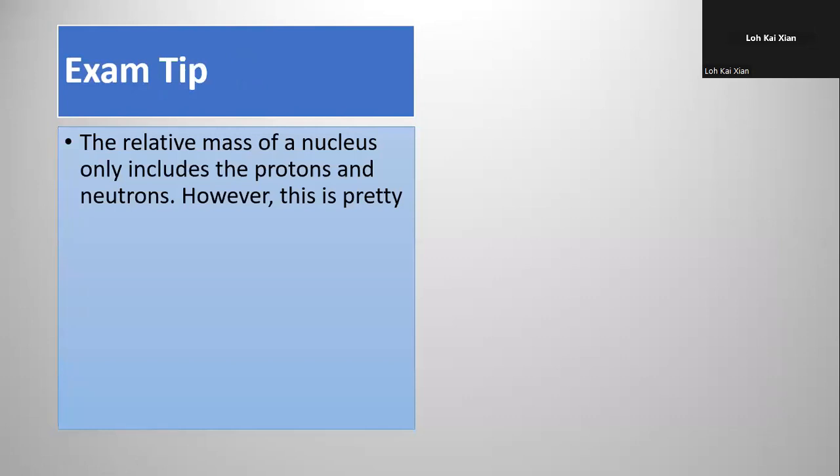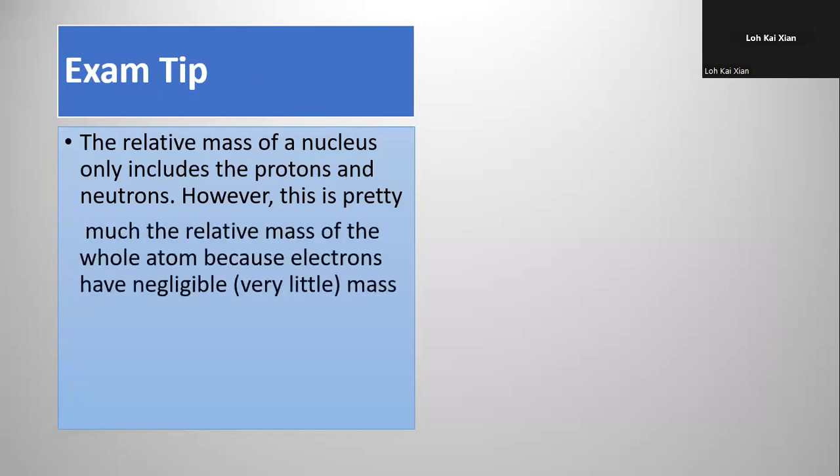The relative mass of a nucleus only includes protons and neutrons. However, this is pretty much the relative mass of the whole atom because electrons have negligible or very little mass in comparison with the proton and neutron.